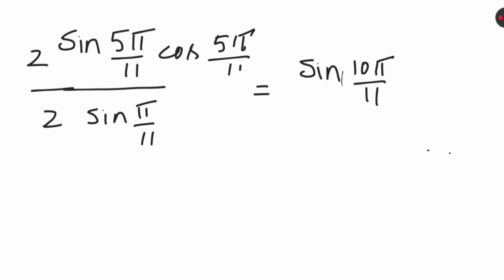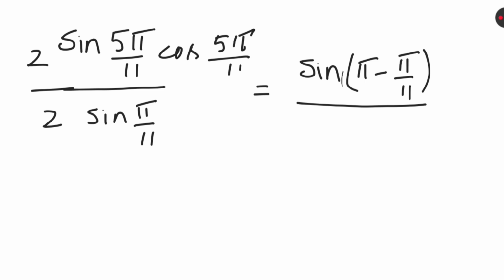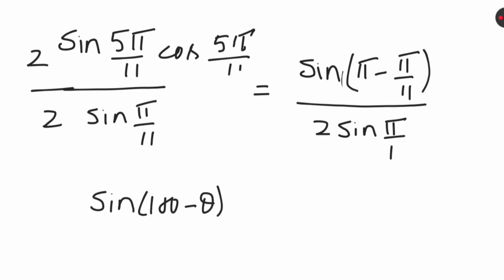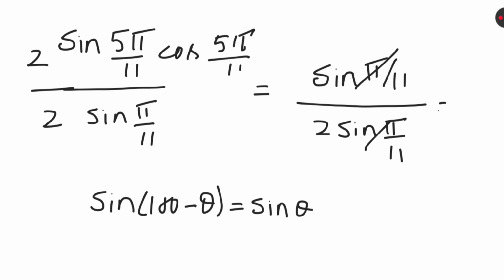This 10 pi by 11, we can write as pi minus pi by 11. So after taking LCM, we are going to get only 10 pi by 11, isn't it? So instead of 10 pi by 11, we can write this as pi minus pi by 11. In the denominator we have 2 times sin pi by 11. Now observe here, pi minus pi by 11 is in the form of sine of 180 minus theta, isn't it? So what is sine of 180 minus theta? It gives only sine theta. So the numerator we can write as sine of pi by 11. Here pi by 11 and here pi by 11 get cancelled. So we are left with only 1 by 2.